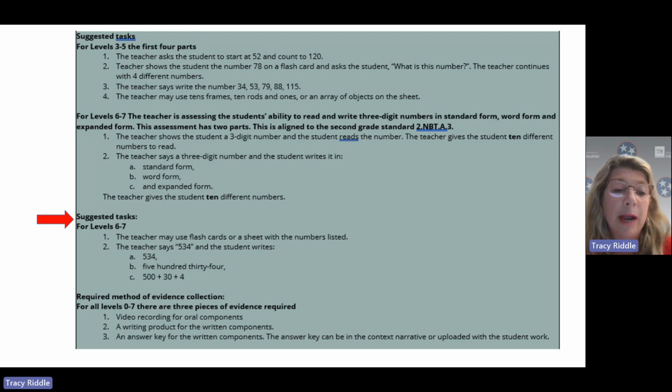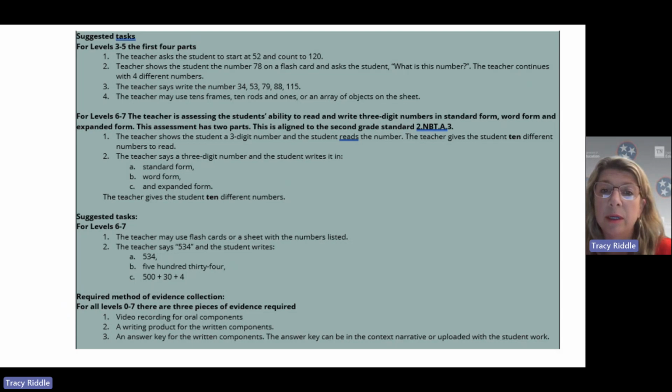When thinking about the required method of evidence for all of the levels that are assessed for this standard, there will be 3 pieces of evidence to be uploaded for this standard, whether you're doing the kindergarten, the first grade, or the advanced second grade. One, for all of the oral pieces, there must be a video recording. For all of the written pieces, there must be a writing product. And for all of the pieces, the answer key for any of those written components must be included with the student work or in the context narrative.